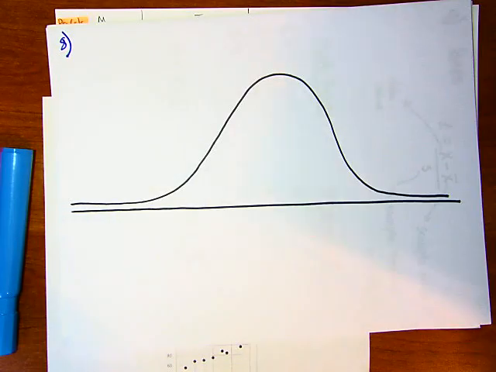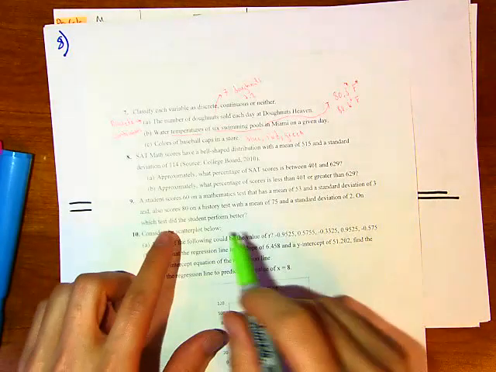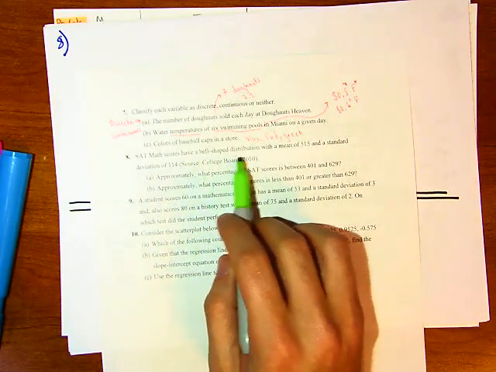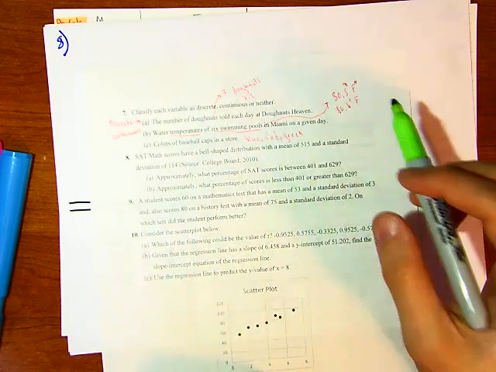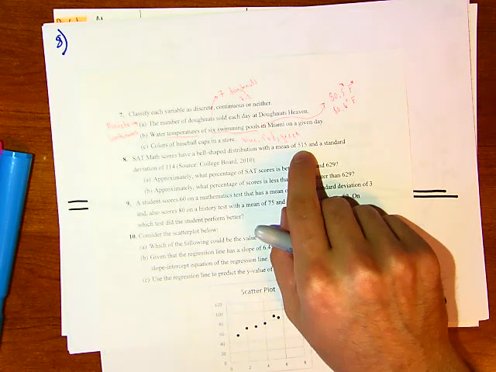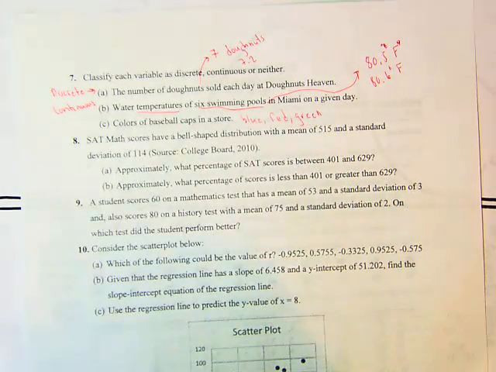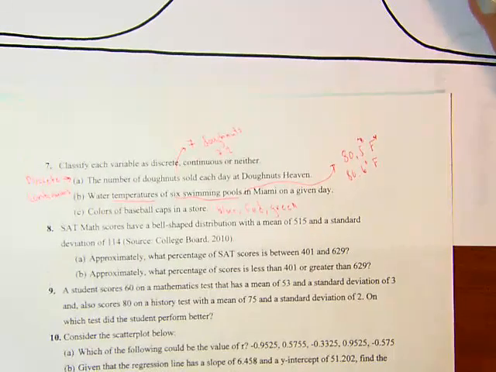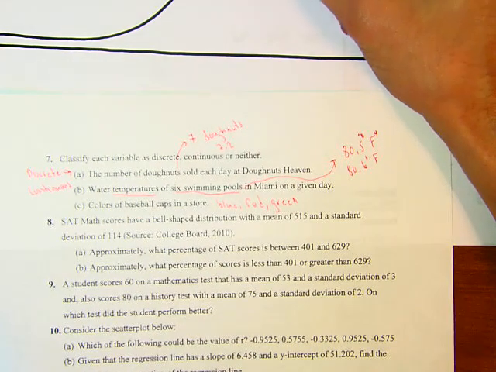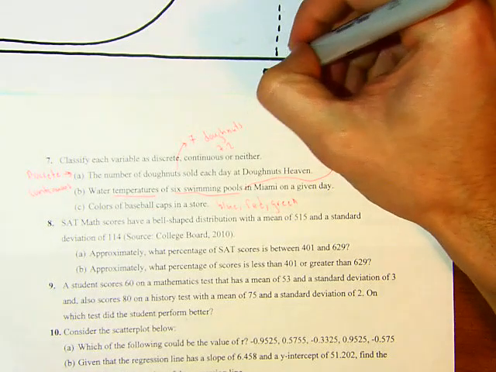Let's take a look. So here for question 8, the first idea you want to understand is that we're going to have a bell-shaped distribution. And what information do we know? That the mean is 515. So let me zoom in a little bit. Okay, so the mean is 515. So what does that mean? That if I'm over here, the center of your data values has to be 515.